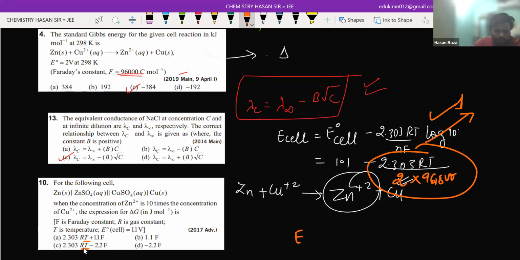Sorry, the F will be as it is. As in the option, you can see F is as it is. 1.1 minus 2.303 RT upon nF. n is 2 and F is as it is. In the option, you can see. Now you just need to calculate it and you will get option C. Is that clear, everyone? Shahid?